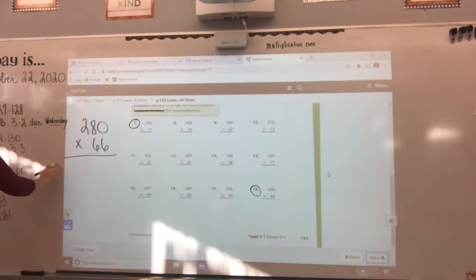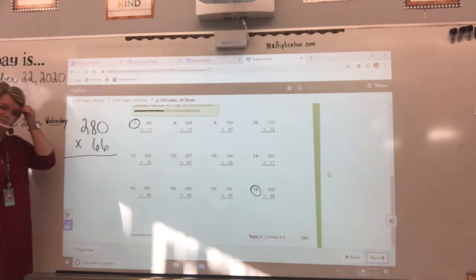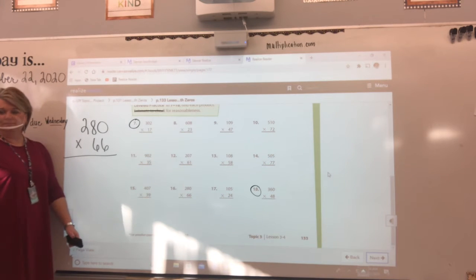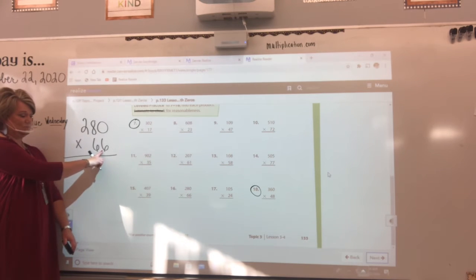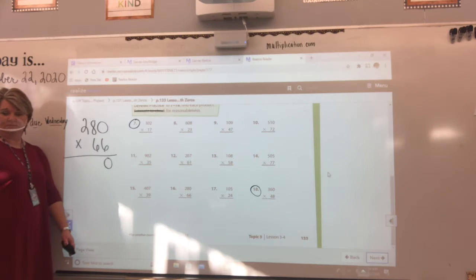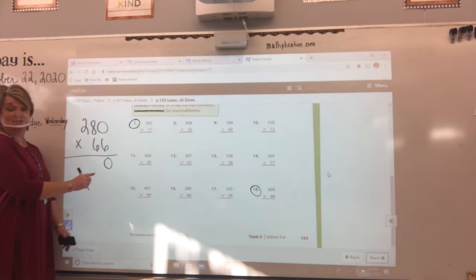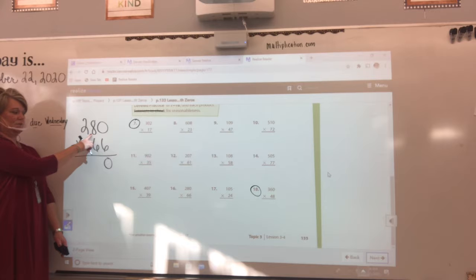280 times 66. Okay, multiplying times zeros. Let's think about it. Anytime you multiply times 0, what's your answer always going to be? 0. You mean if I multiply 0 times a million, I'm just going to get 0? Yeah. If I multiply 0 times a trillion, I'm just going to get 0? Yeah. Well, what if I multiply 0 times 6? What am I going to get? 0. Even 0 times 0. Now, you literally just go to the 6 times 8.